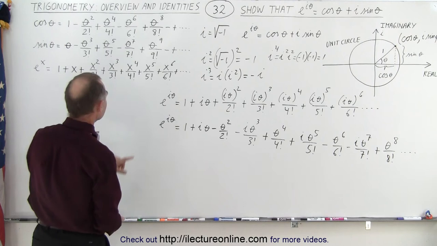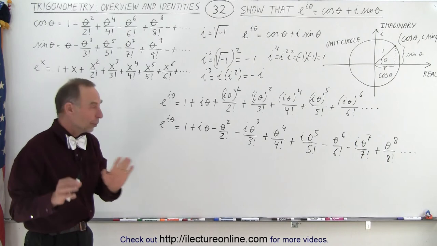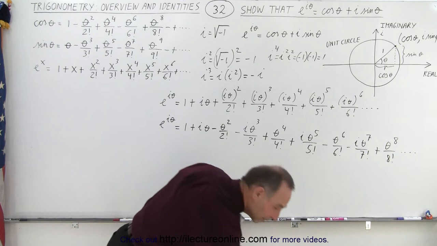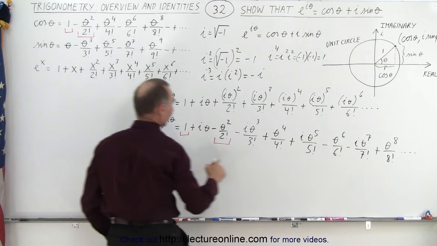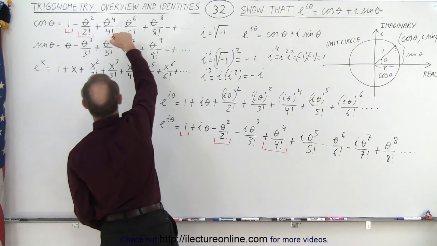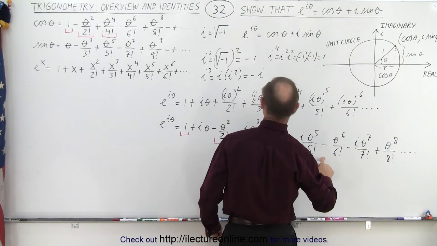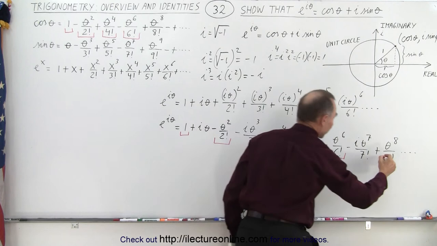So e to the i theta has a 1 in it, so that's part of the cosine function. So let's look for all the terms here that correspond to the cosine function. And let's use a different color and underline them. So we have the 1, which is right here. We have the minus theta squared over 2 factorial, which is this one right here. We have the plus theta to the 4th over 4 factorial, which is this one right here. And we have minus theta to the 6th over 6 factorial, which is this one right here.